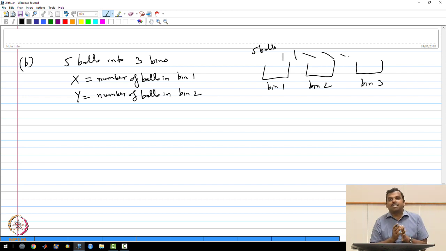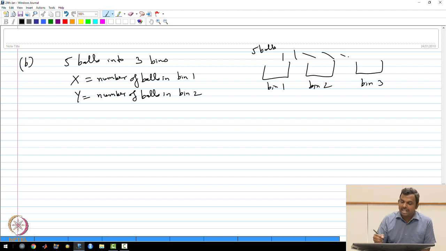Once you have 3 bins, things start becoming a little bit more interesting, because you can't say x and y determine each other. If I give you x, you don't know y, right? So y could be 0 or anything. Well, some things you can know, but not a whole lot. So this is a slightly more complicated situation.